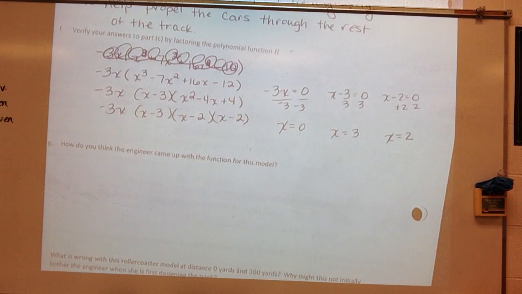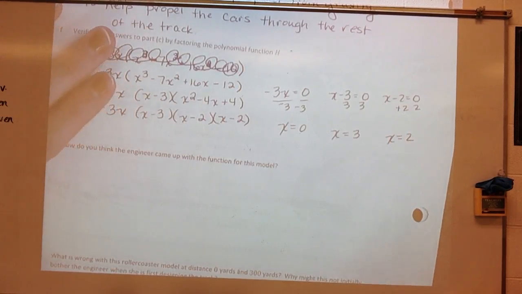Okay? How do you think the engineer came up with the function of this model? To start at height 0 yards and end at 300 yards, later at height 0 yards, she had to multiply x by x minus 3. Alright, that would create my zeros at 0 and 3. Alright, so we're looking at creating the first hill. So to create the first hill, so 0 yards to 300 yards, and then again at 0 yards.